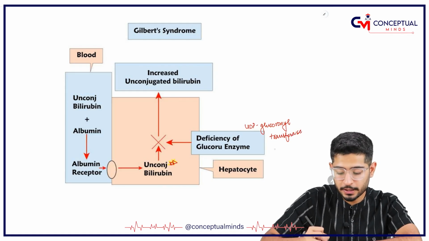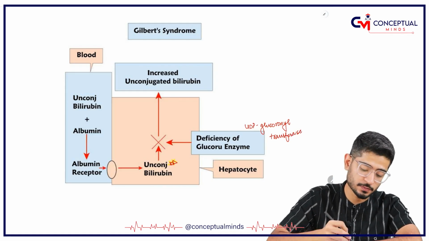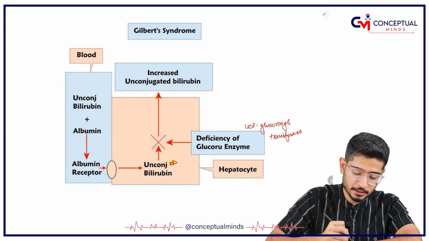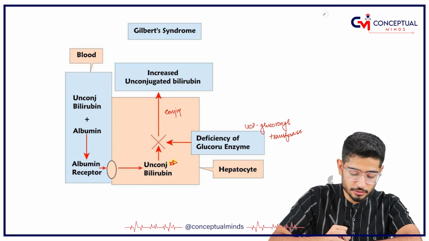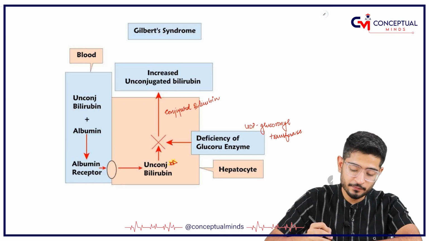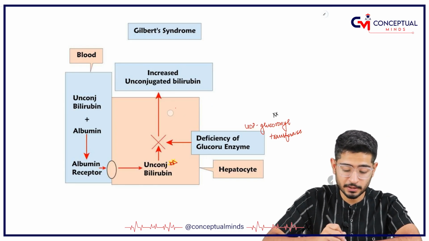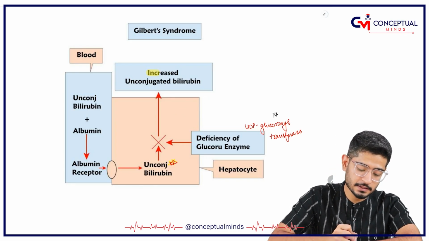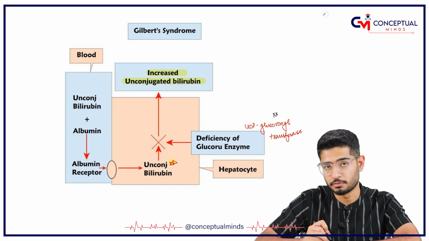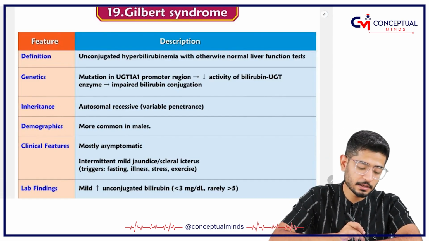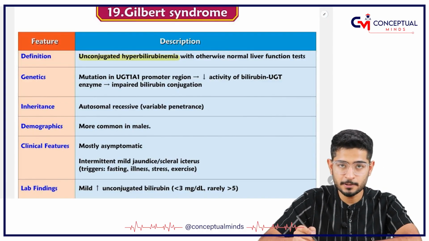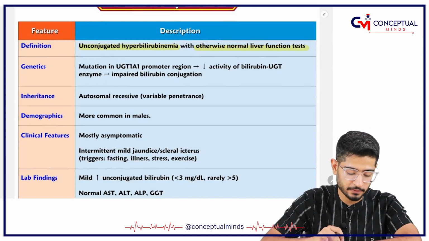Now this UDP-glucuronosyltransferase enzyme is responsible for converting the unconjugated bilirubin into a conjugated bilirubin. And if this UDP-glucuronosyltransferase is not functioning, remember, conjugated bilirubin is not going to be formed, and that's why there will be an increase in the amount of unconjugated bilirubin. So Gilbert syndrome is nothing but unconjugated hyperbilirubinemia, okay, with otherwise normal liver function.